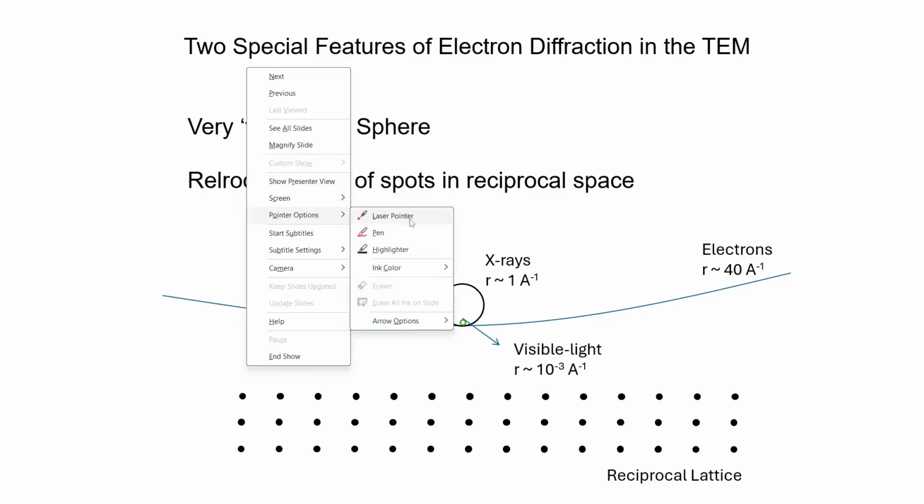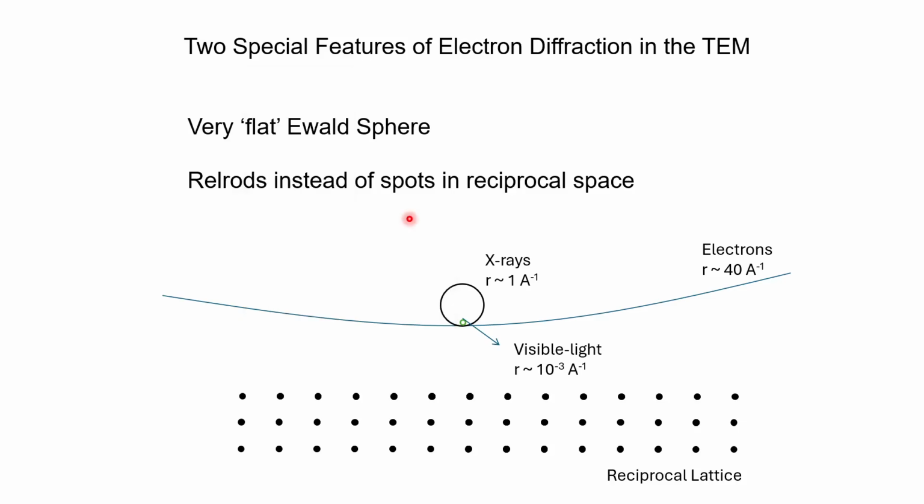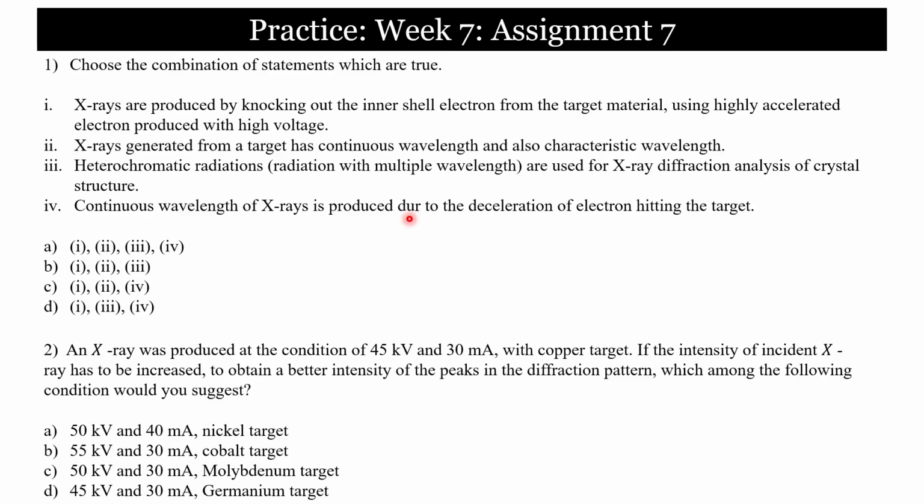All of you, please try to answer the questions. If you have understood the theory part and the SEM part of the previous classes, then these questions will be very easy to attempt. So the first question says: choose the combination of statements which are true.